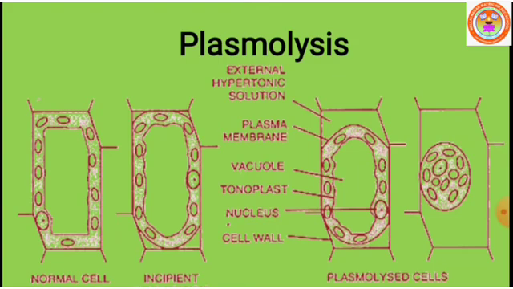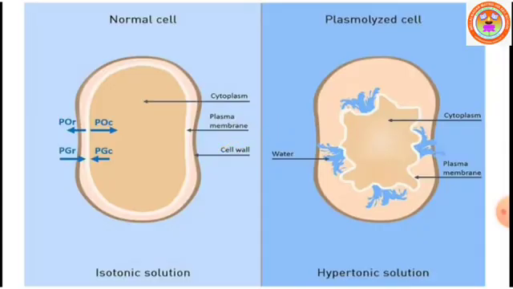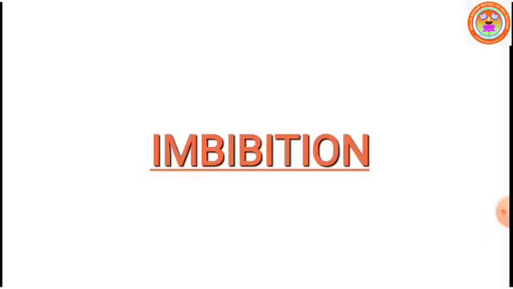So plasmolysis occurs when the water moves out of the cell, resulting in the shrinkage of the cell membrane. You can see the cell membrane shrinkage here is maximum, now it is completely shrunk. The protoplast and the cell membrane are now at the center. Plasmolysis is very much useful in many ways, especially in the jams and jellies making industry, in which plasmolysis is commonly used. The next topic after plasmolysis is imbibition.